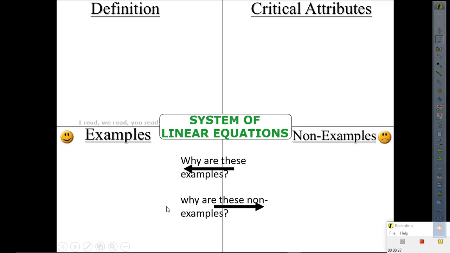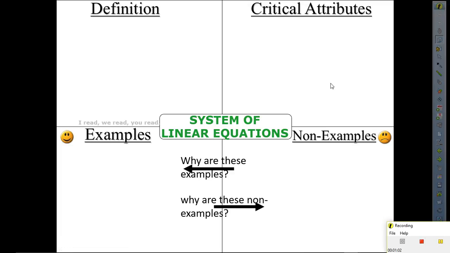Fill up your Frayer model by yourself without looking at your notes. See how well you remember. We did last week, we actually started the Frayer model. We know the definition, example, non-example, and come up with 2 hashtags. I'll give you guys a couple minutes. Go.